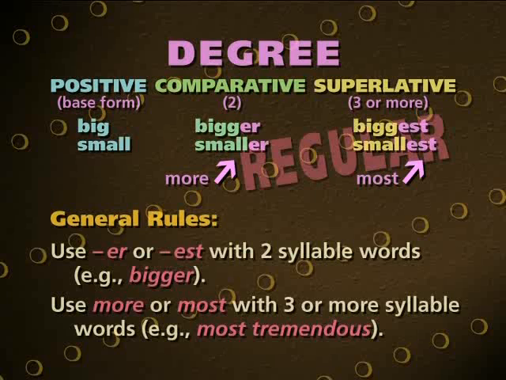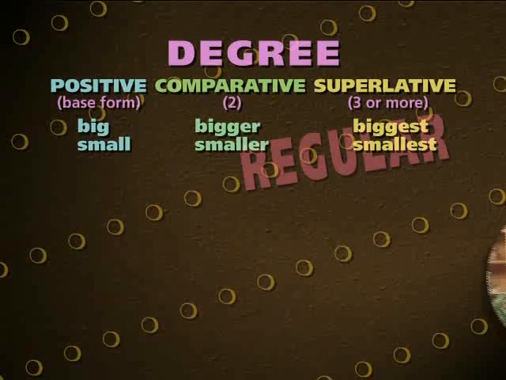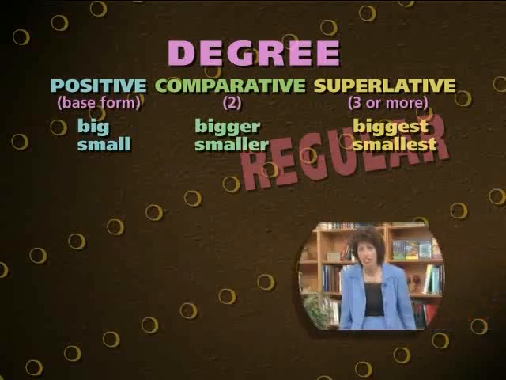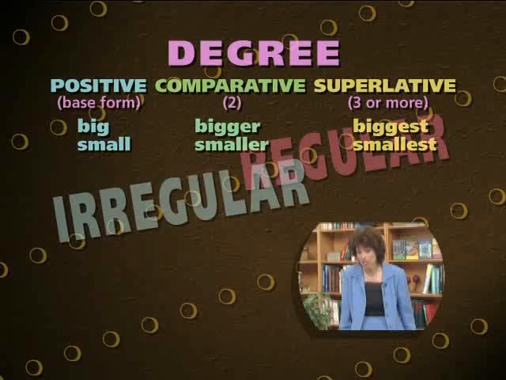So you would say the most tremendous. You wouldn't say the tremendousest. And you would never, under any circumstances, say the more tremendouser. So you get ER or more for comparative, EST or most for superlative. Most of the words in English are formed that way. However, we do have some irregular comparisons.